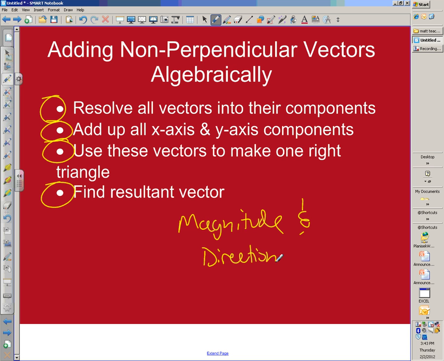We'll do a couple examples in class at the very beginning of class on Monday. Then we'll be on to forces in 2 dimensions, and we'll talk about equilibrium, how that's the same, how that's different.